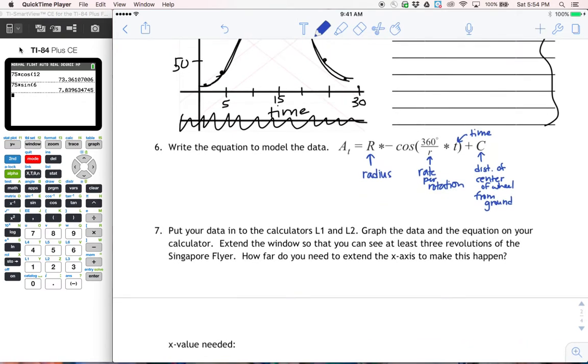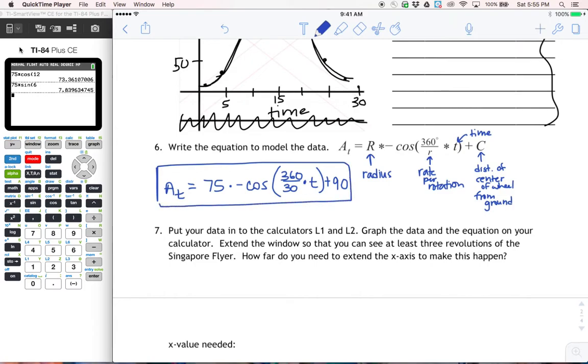So in our situation, in our model, we would have a sub t equals our radius was 75, times negative cosine 360 divided by the rate per rotation, which we said was 30 minutes, times t, right? T is our variable that we need, and then plus 90, right? Our wheel, the center of our wheel was 90 feet off the ground. So for the rest of the calculations, or if you want to go back and work the problems from the table to just kind of make sure you're able to get them, this would be the formula you could use.